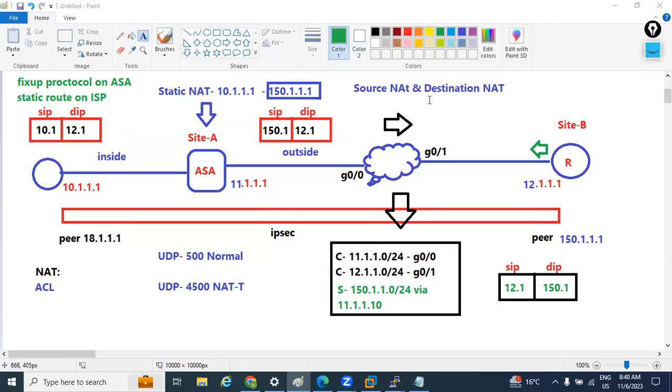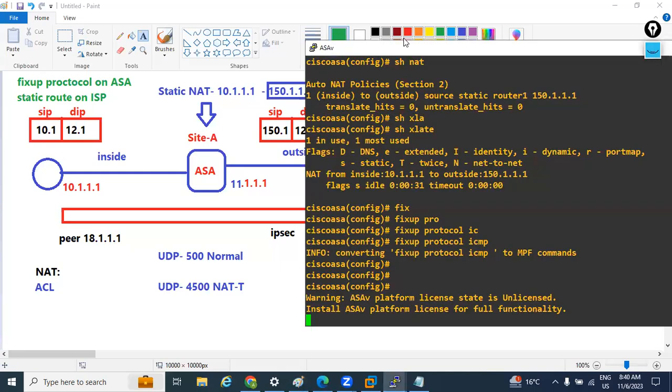Pawan has answered. What about other guys? Traffic won't flow from security level 0 to 100 in ASA. Exactly. So what is the solution for that? We have to configure an ACL. Exactly, so let's configure the ACL here.